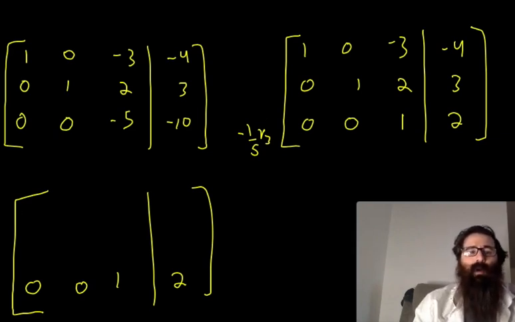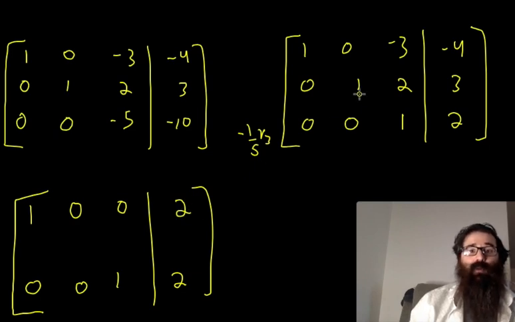So focusing on row 1, replacing it with row 1 plus 3 times row 3, I get 1 plus 3 times 0 is 1. 0 plus 3 times 0 keeps my 0. Negative 3 plus 3 times 1 gives me that new 0 that I wanted. And negative 4 plus 3 times 2, that's negative 4 plus 6, gives me positive 2.